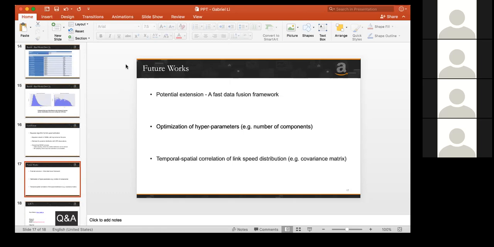Yeah, and the second use case is to directly produce the travel time estimation from a single data source, which is very important for traffic planning and for the user to use the roads efficiently, like Google Map.